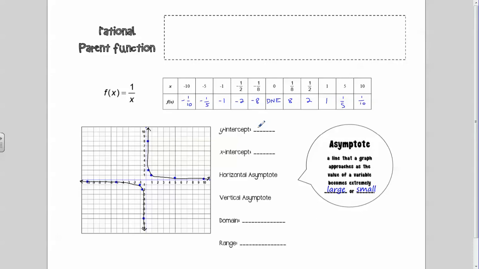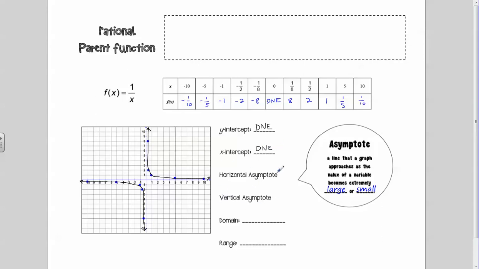So the y-intercept. The y-intercept is the point at which the function crosses the y-axis. In this case, you can see that that does not occur. So the y-intercept does not exist. The x-intercept is the point where the function crosses the x-axis. Again, we can see that does not exist. So DNE.